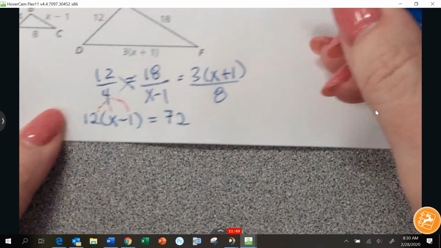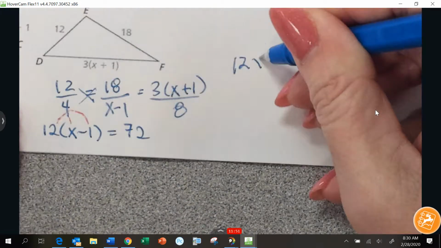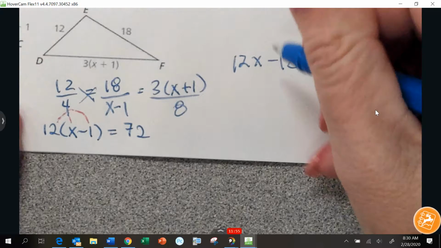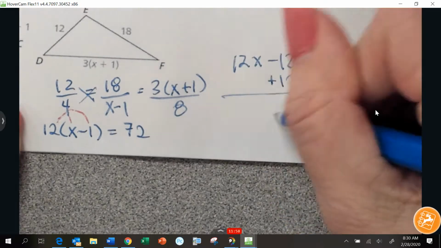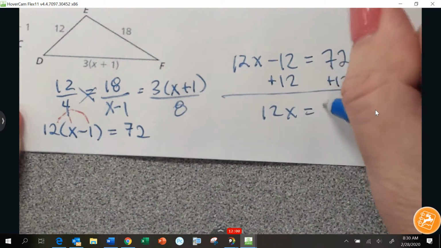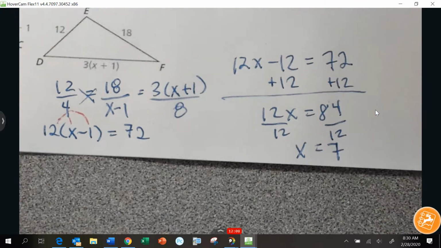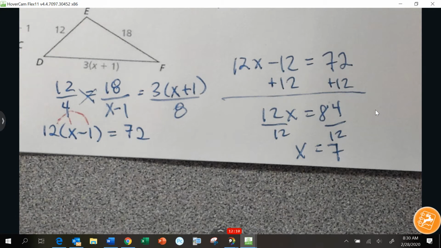Move it over here. We've got 12x minus 12 equals 72. Add 12. 12x equals 84. Divide by 12. And x. Am I right? x is 7.